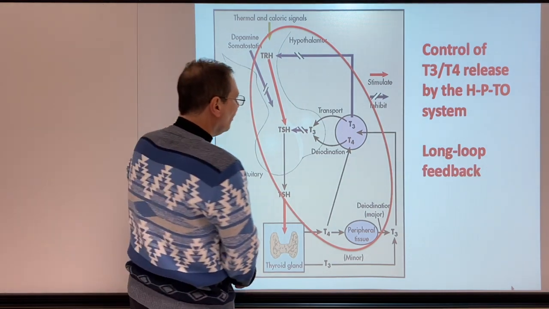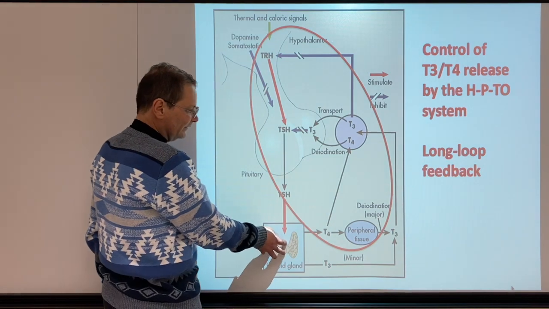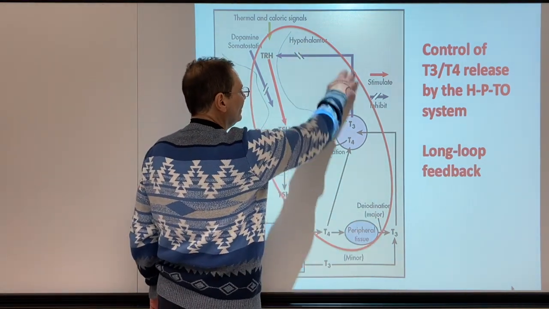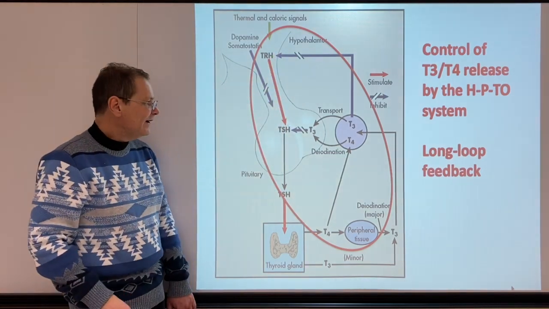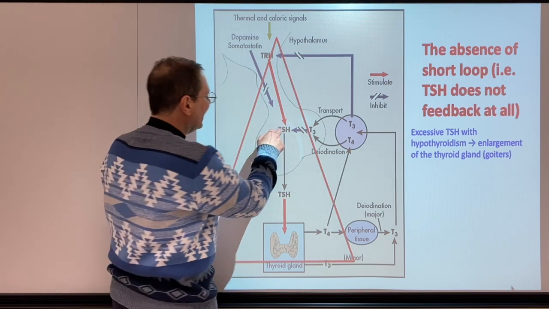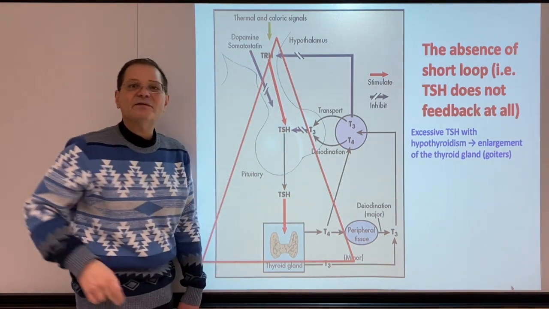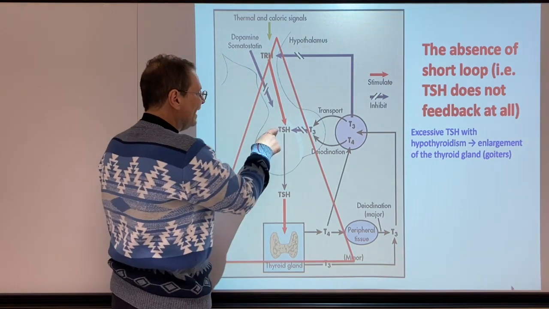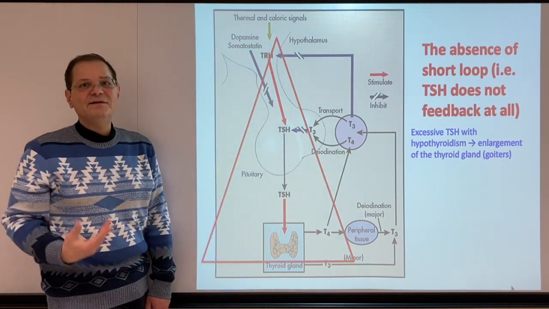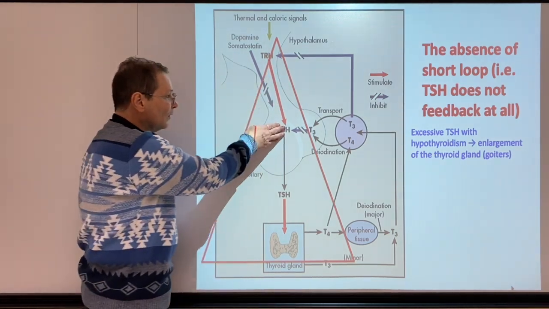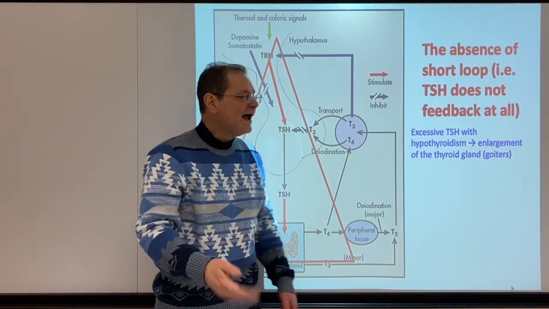Notice these are all what we call long loops. That is, the T4 and T3 come from your target organs, so they're feeding back through the whole circulatory system back upon the pituitary and the hypothalamus. Now, as I've shown you, sometimes you get feedback of the hormone released from the pituitary back onto the hypothalamus as well. That does not take place here. TSH does not feed back upon the hypothalamus to decrease its own release. Sometimes the hormones released from the pituitary do. This does not.